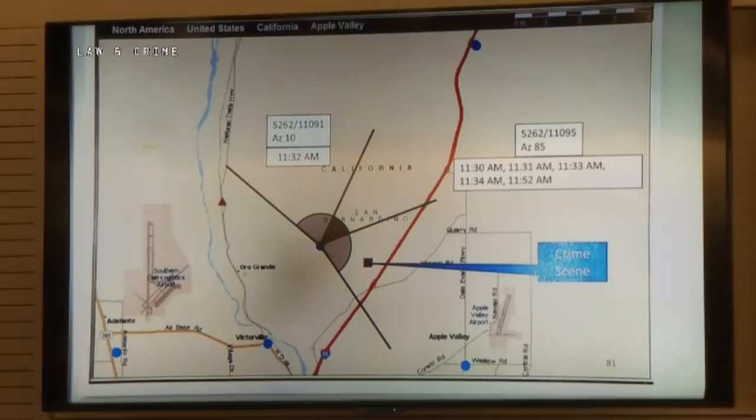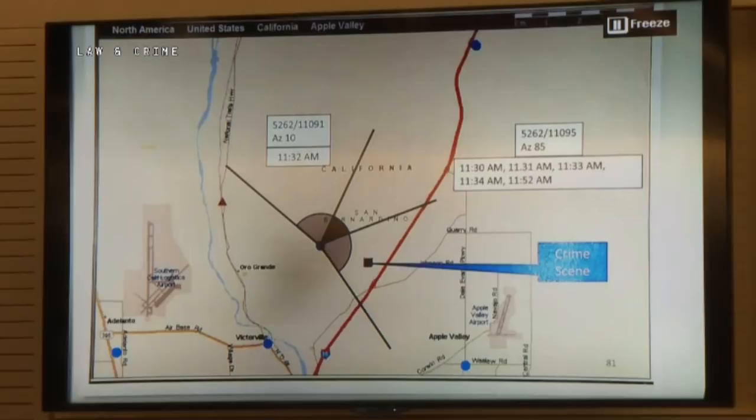Can you please now walk the jury through exhibit 530-152? 530. Okay. So, do you mind if I stand up here? Yeah, that's fine. All right.